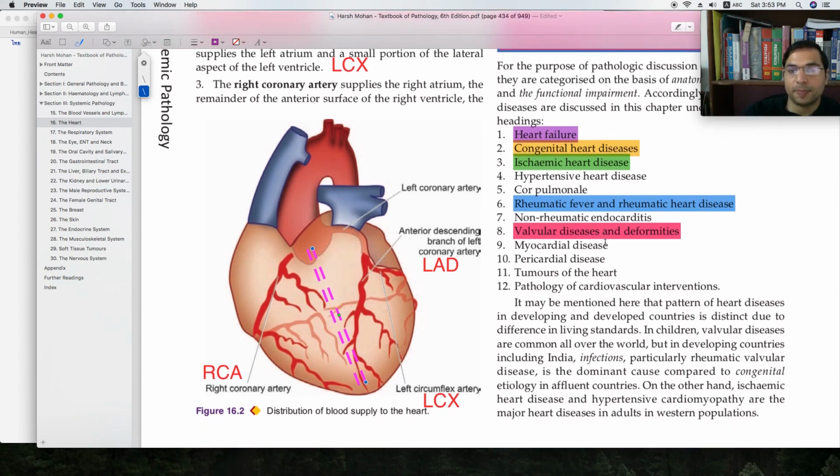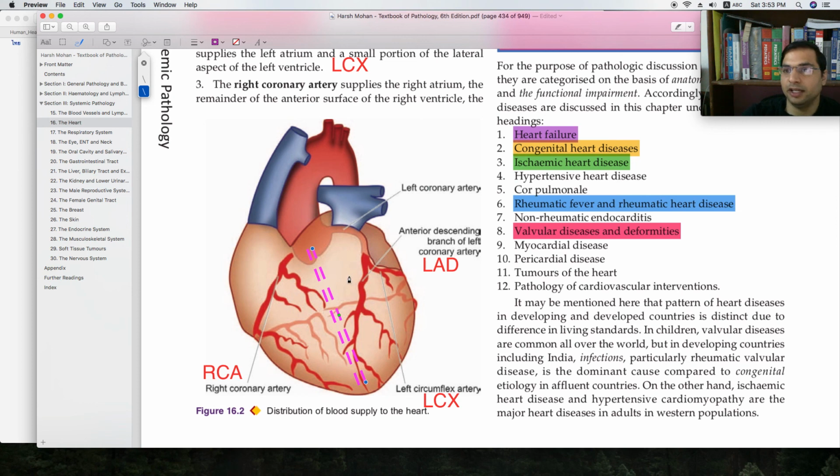Then we have endocarditis, again infective endocarditis. Some bacteria directly go and infect the heart, just like some viruses go and affect the liver. Then we have valvular diseases, when the valves in the heart are defective, they are not shutting down or not closing properly, so valve defects. Then we have certain other defects which are not mentioned here.